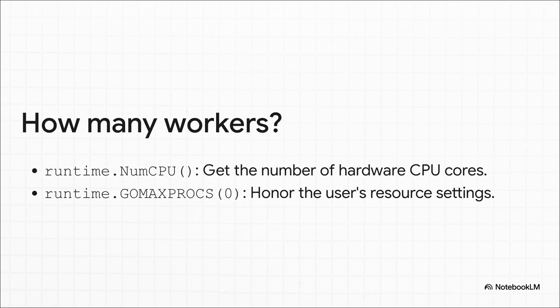Now, a really important question is, how many workers should we create? You don't want to just hard code a number, right? Well, Go helps you be smart about this. You can ask the runtime how many CPU cores are available with runtime.NumCPU. But even better is runtime.GOMAXPROCS. This actually honors any settings the user has put on their system, so your program plays nicely with everything else that's running. It's a really good practice.